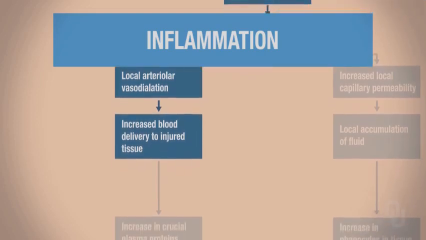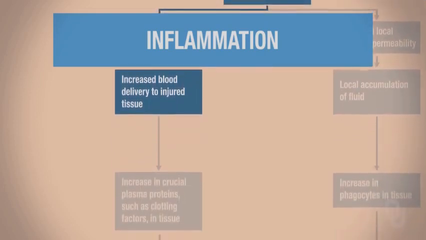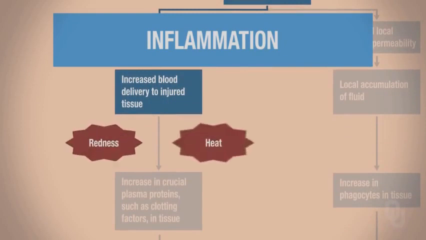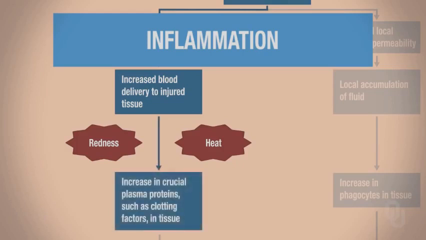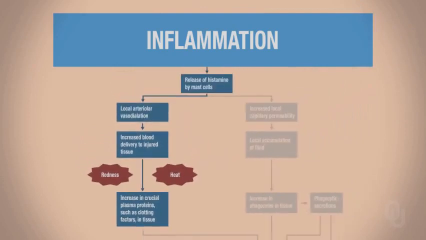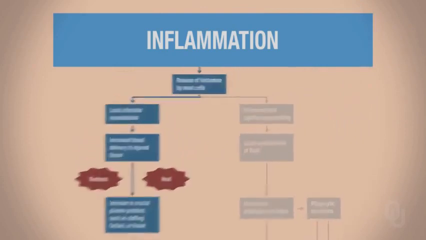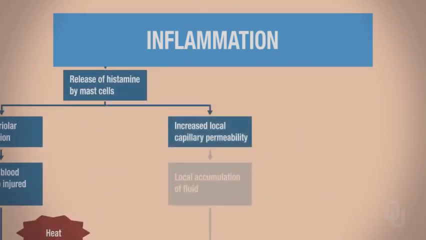So because there's more blood flow to the injured area, that's why it becomes red and that's why it gets hot. So because there's more blood there, that means that you have an increase in certain plasma proteins that may be important in the healing process. So these may be clotting factors, for example, that would prevent you from bleeding out. The release of histamine by the mast cells also increases the capillary permeability.